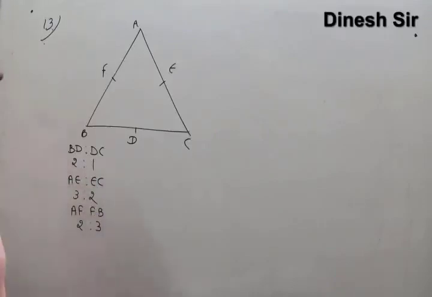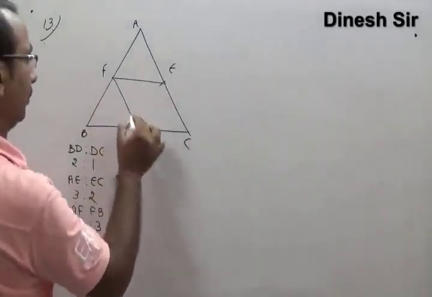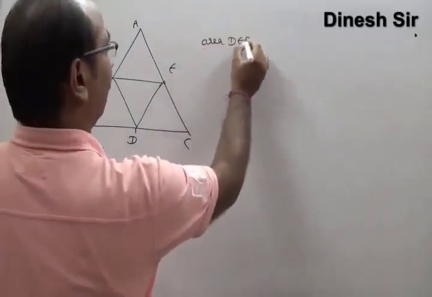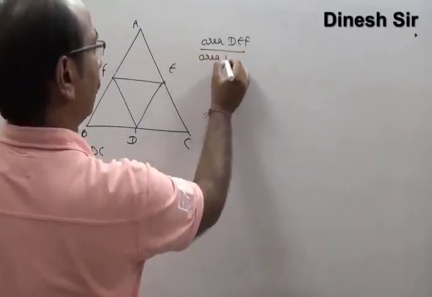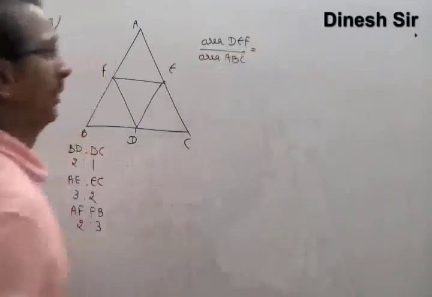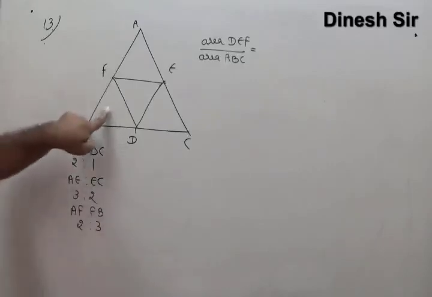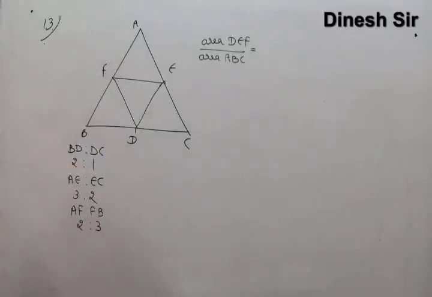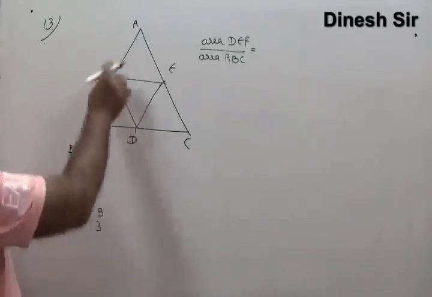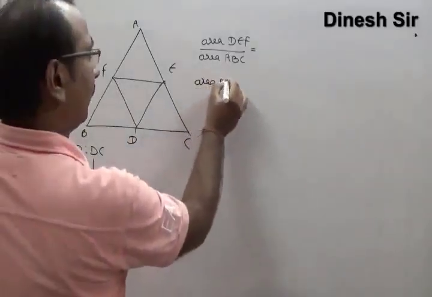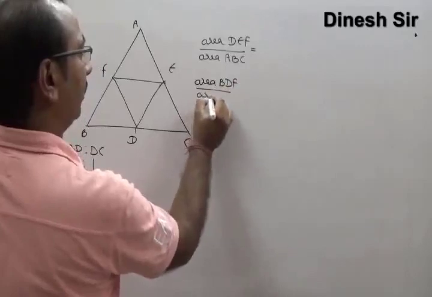Based on this, the question is, we have to find the ratio of the area of the triangle DEF with the area of the triangle ABC. In order to get my answer, what process can I apply? I have to start by finding the areas of these with the total. First, I will start with how to find the area of the triangle BDF with the area of the triangle ABC.